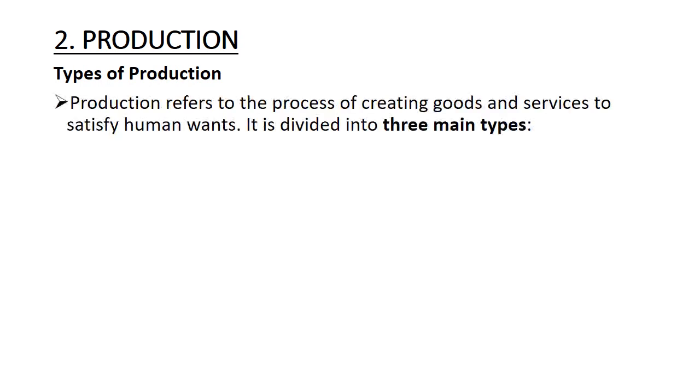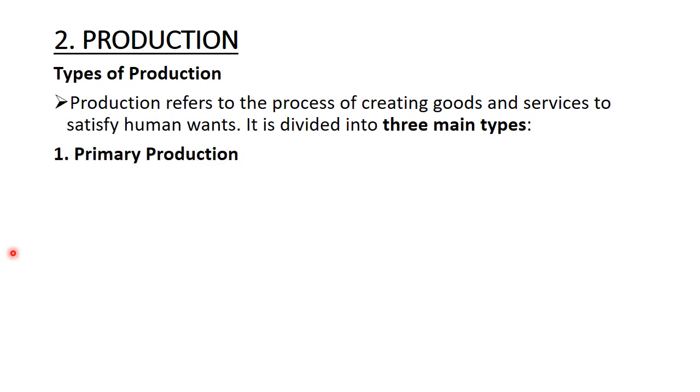Okay, away from career prospects, now we look at production. We discussed what production is. We discussed methods of production, direct, indirect, etc. So why is it that we're talking about production now? We want to understand types of production, okay? Production, as we know, refers to the process of creating goods and services to satisfy human wants and needs. It is divided into three main types.